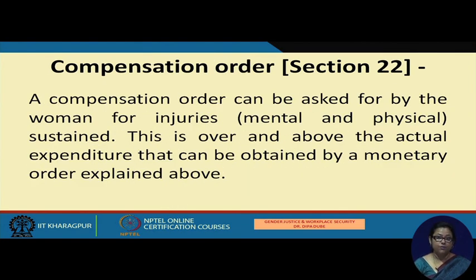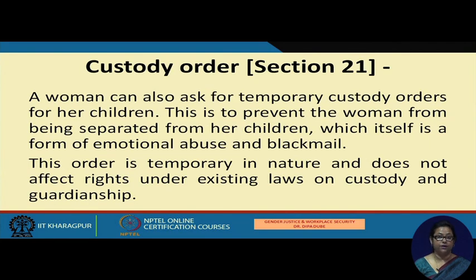Additionally, there can also be a compensation order which can be asked for by the woman, and such compensation is for the injuries, the mental and the physical, which have been sustained by the woman. This is over and above the actual expenditure that can be obtained by a monetary order explained before. So, apart from the monetary relief, additionally for the trauma that she has suffered, for the physical injuries she has sustained, there can be an order of compensation which can be granted to her.